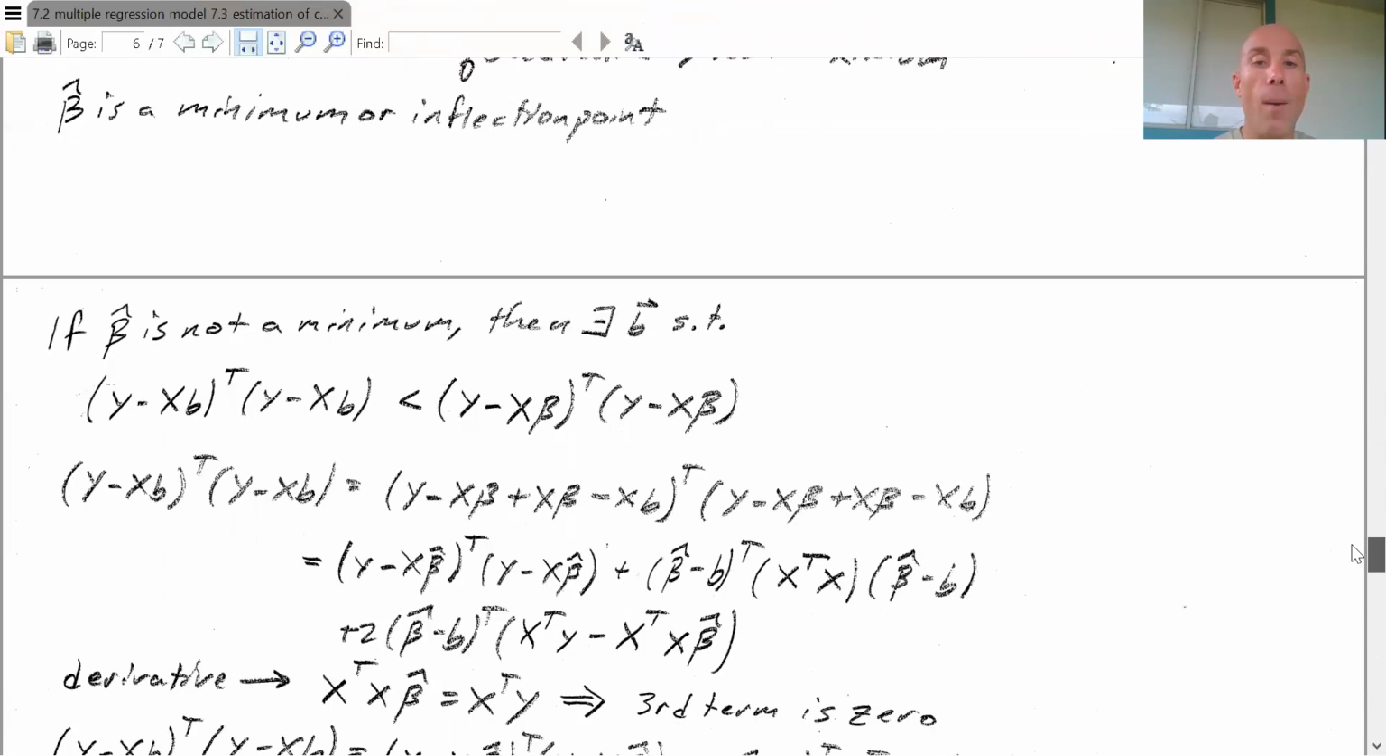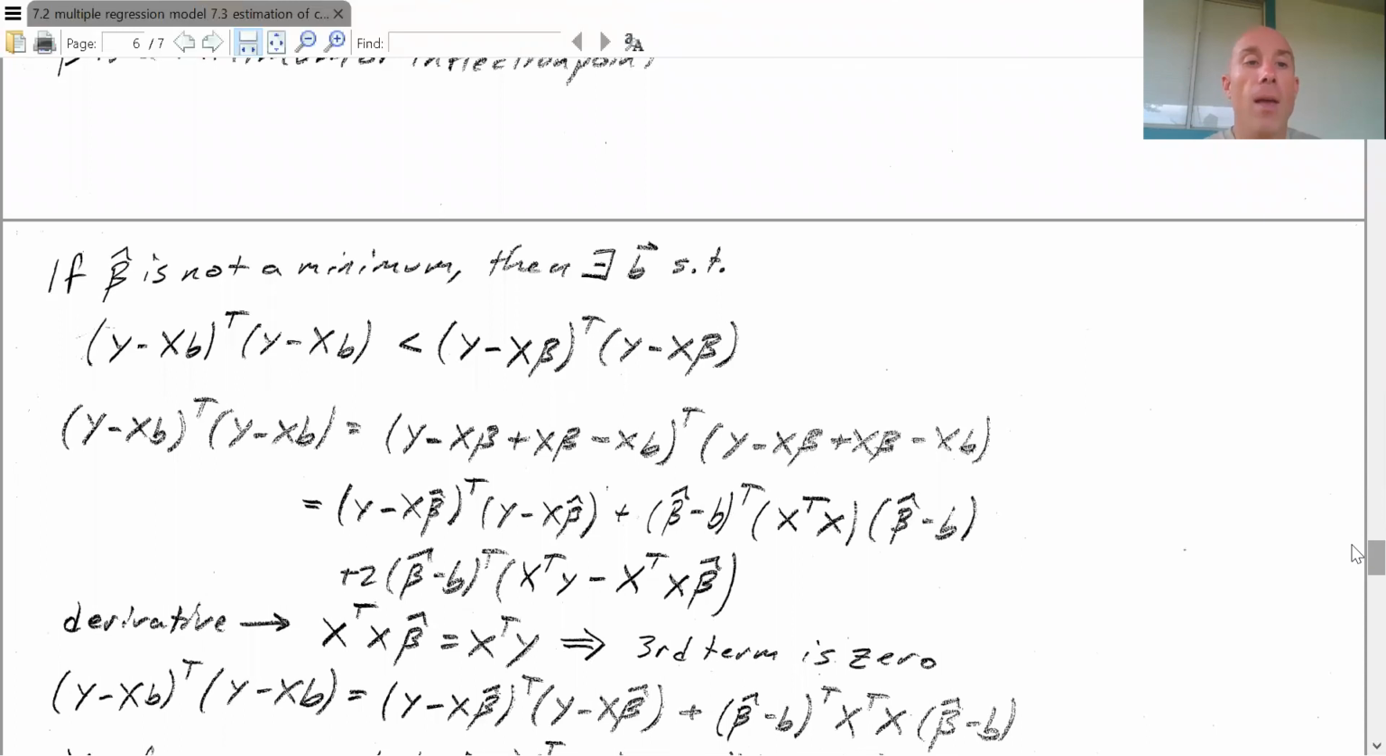Okay, so what I'm going to do is a proof by contradiction. Let's say that beta hat is not a minimum. If it's not a minimum, then I can find something that's better for minimization, right? I'm going to say lowercase b is that better minimization. So, proving by contradiction, I make the assumption that such a b exists. Since such a b exists, I know that this inequality is true.